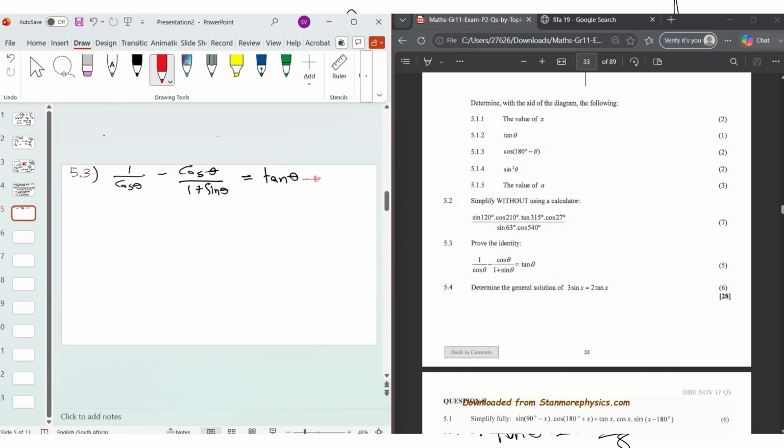this is what I always advise learners to do. If we look at our right hand side here, in our tan we know that it's a ratio of what? Sine over cos. So what am I trying to say here? On our left hand side, whatever manipulation you are doing in our numerator, we must always try by all means to get anything that is sine. Try to make your numerator be sine.